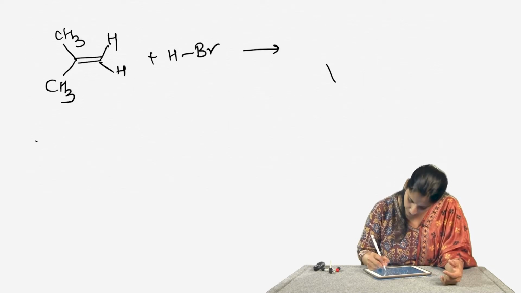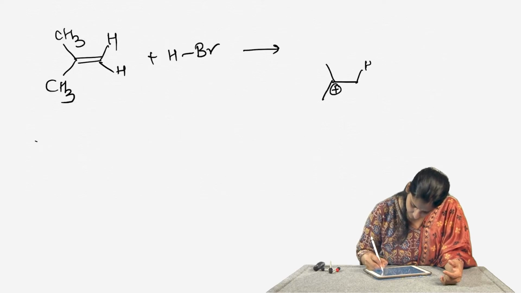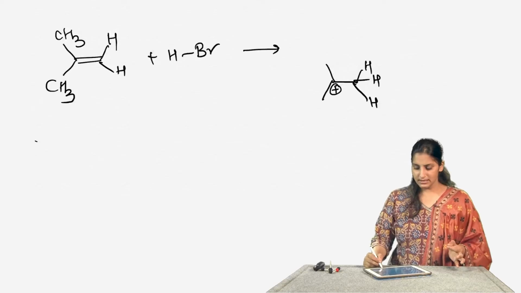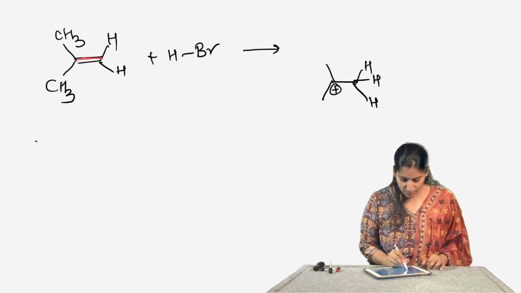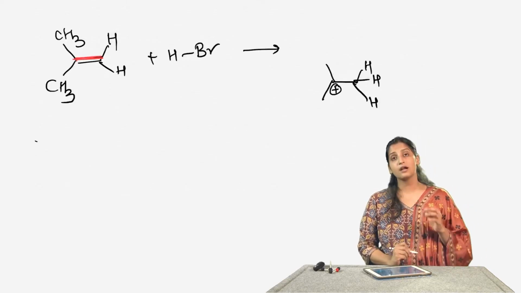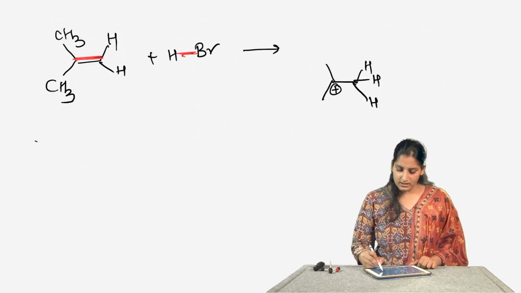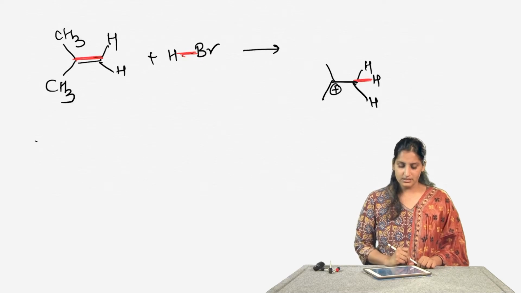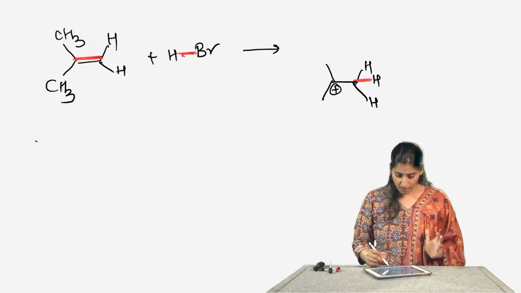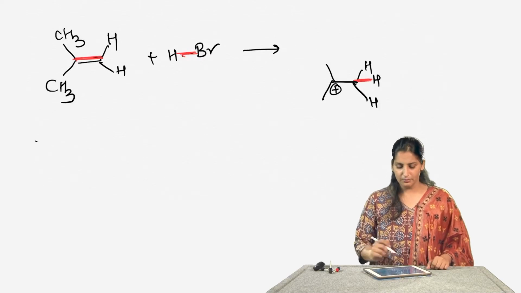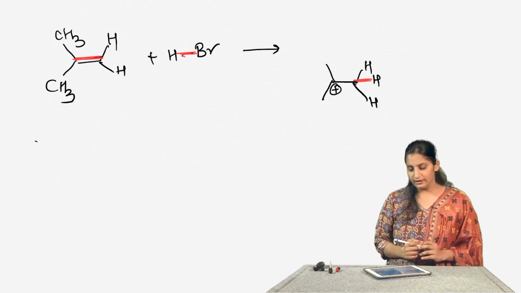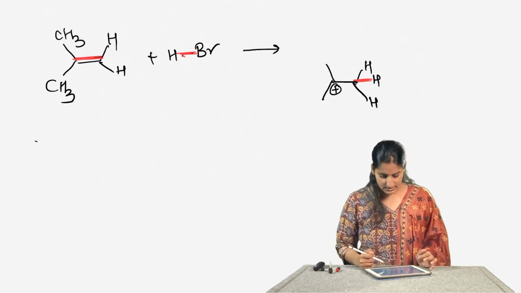The final product looks like this. If you see the bonds that are broken in this reaction, the first bond that gets broken is this carbon-carbon pi bond. The other bond that gets broken in the reaction is the HBr bond, and the next bond that gets formed in the reaction is really the carbon-hydrogen bond. So, I have kind of denoted them by these red lines.